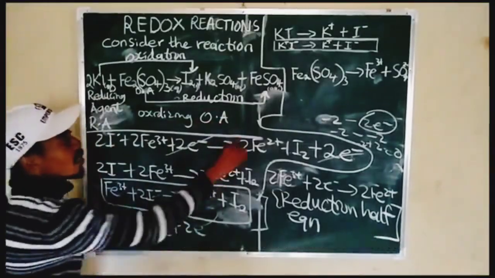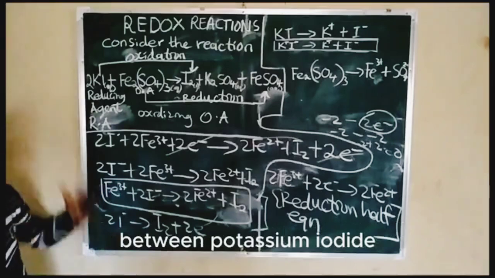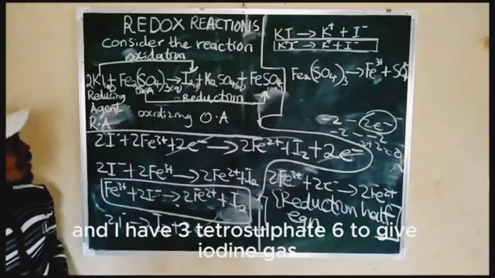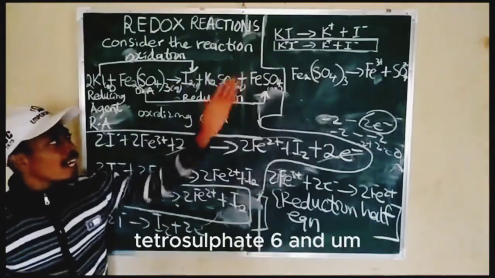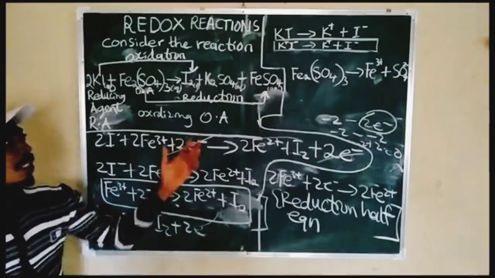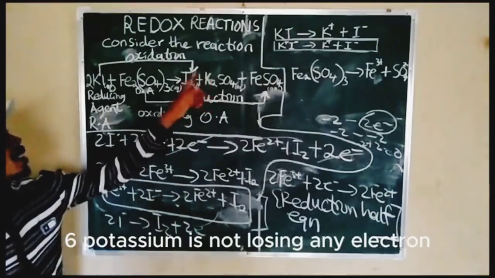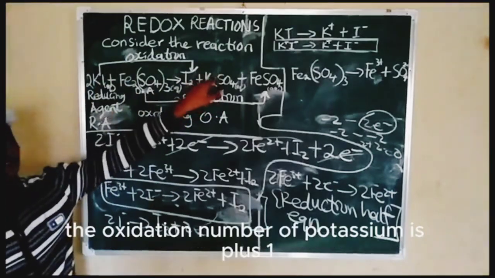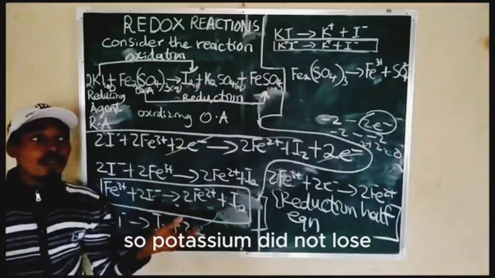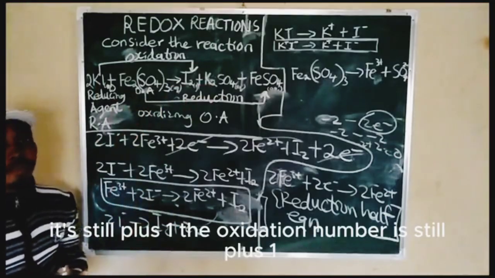So, we have been able to investigate the redox reaction between potassium iodide and Fe₃O₄ to give iodine gas, potassium oxide and Fe₂ oxide. Potassium is not losing any electron, the oxidation number is +1. The oxidation number of potassium is +1, so there was no difference in the electron, it's still +1.